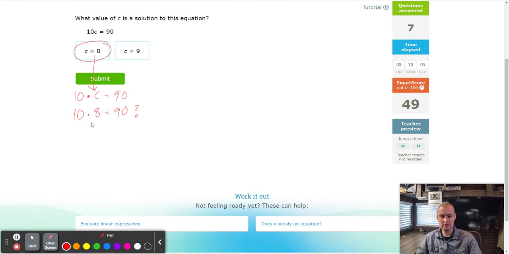Let me see, 10 times 8, last time I checked was 80. And I believe we are 10 short. Because 80 does not equal 90, that's got to go. So c cannot equal 8. We need something a little bit larger, like maybe a 9 would be helpful. So let's copy down the equation one more time. We got 10c equals 90.